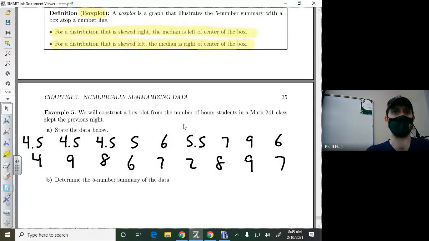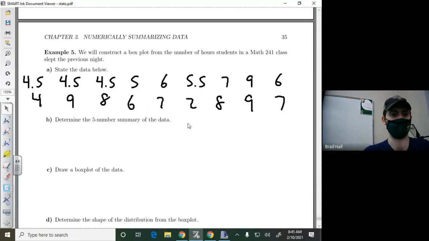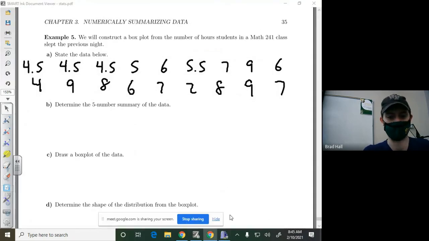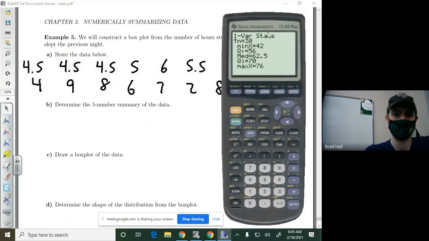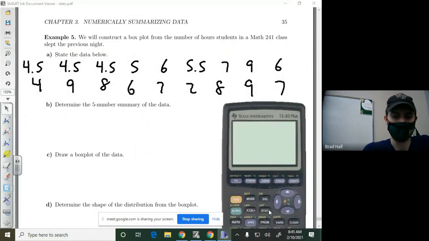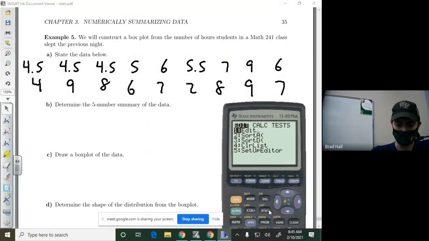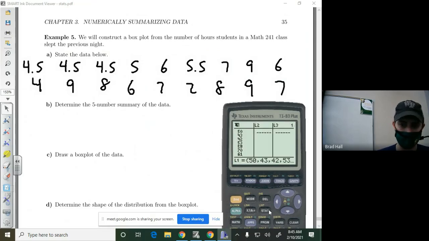All right, so find the 5-number summary. You might know exactly what we're going to do. Pull up the calculator and figure out the 5-number summary. We're doing all this to figure out the box plot. We need to know the 5-number summary, so that's why we are finding this first.